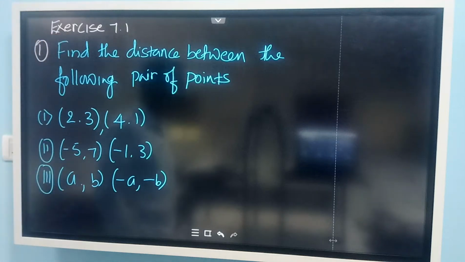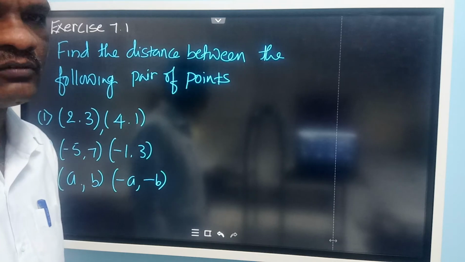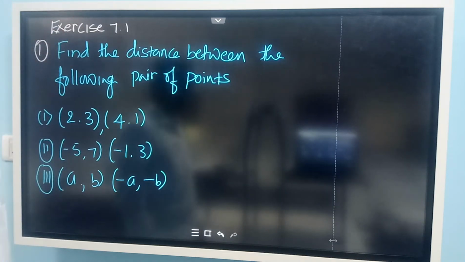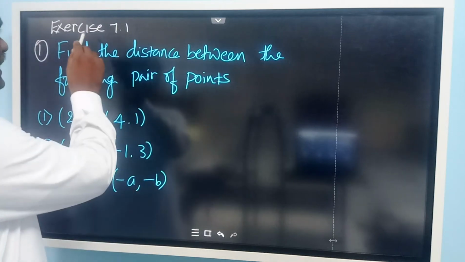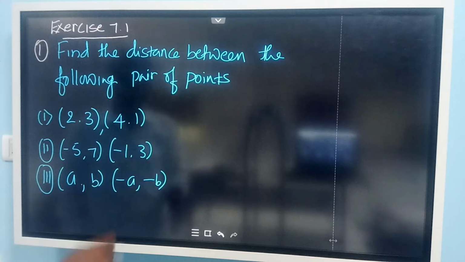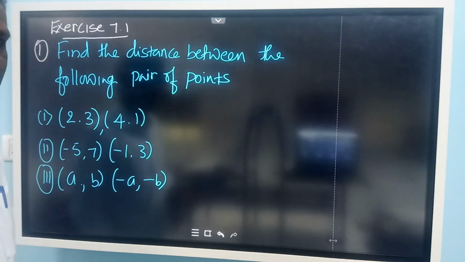In our previous class, we learnt the distance formula to find the distance between 2 points. Now, based on that, let us work out some questions here. Exercise 7.1. Find the distance between the following pairs of points. They are given the points, then we have to find out the distance between them.